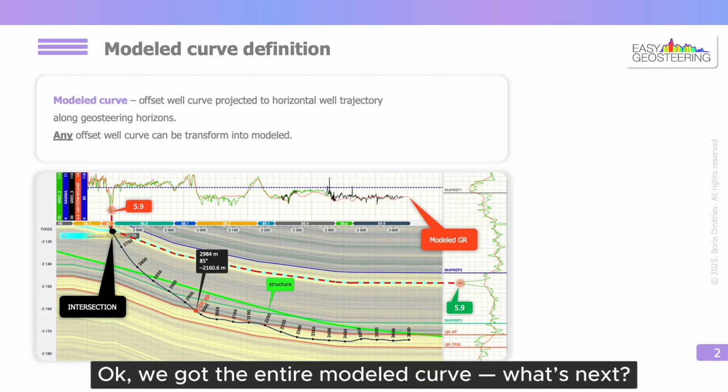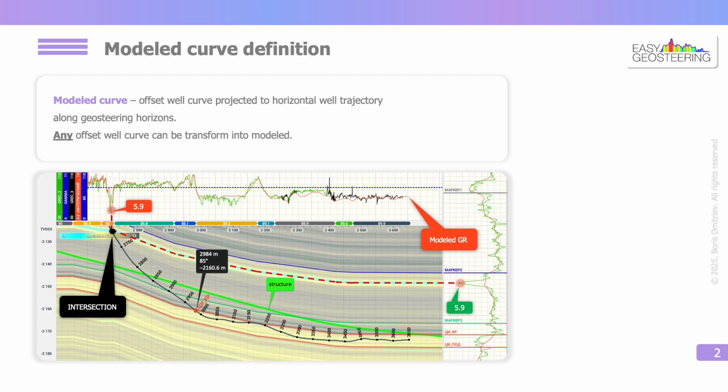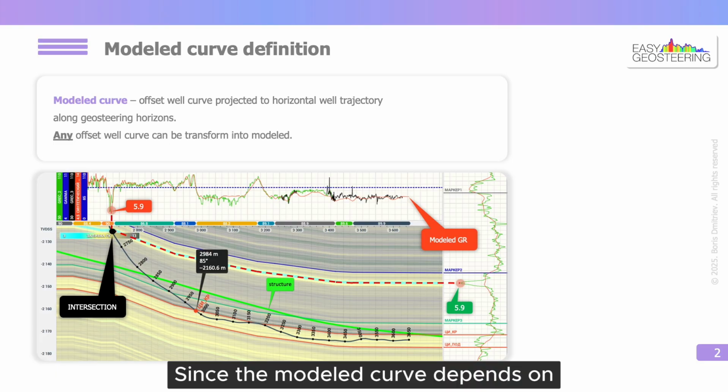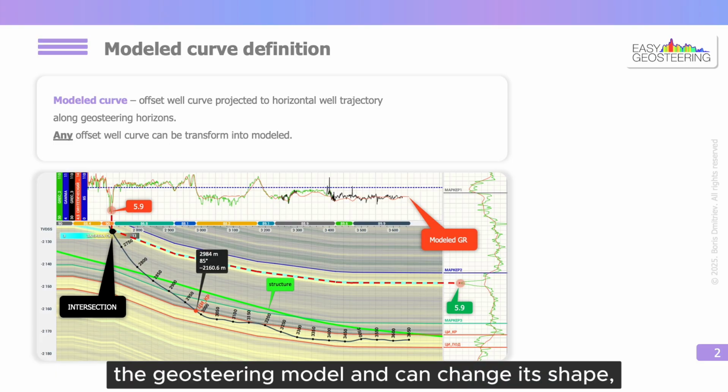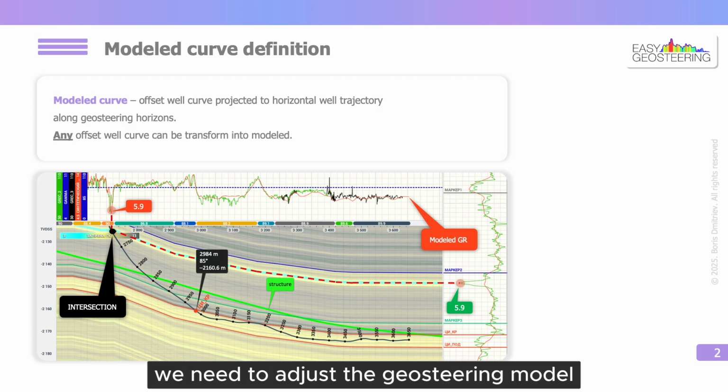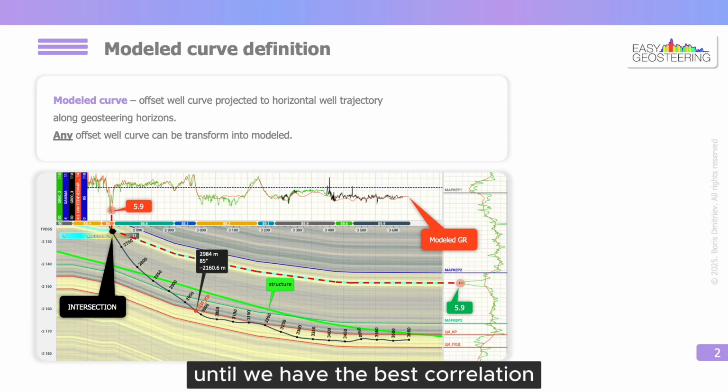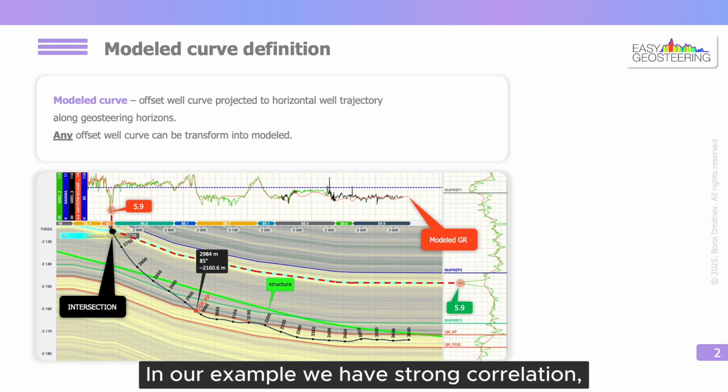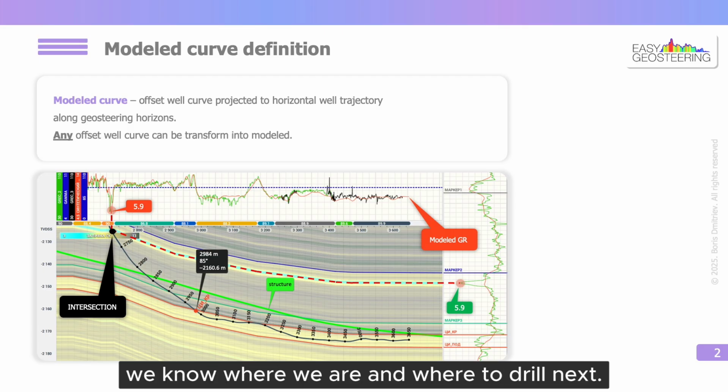Okay, we got the entire modeled curve. What's next? Since the modeled curve depends on the geosteering model and can change its shape, we need to adjust the geosteering model until we have the best correlation between the modeled and real-time curves. In our example, we have strong correlation, which means our model is close to reality, and the local geosteering task is solved. We know where we are and where to drill next.